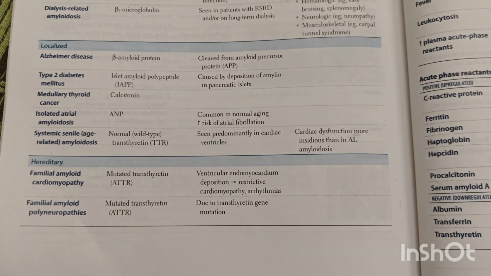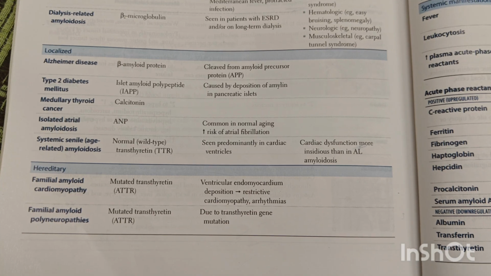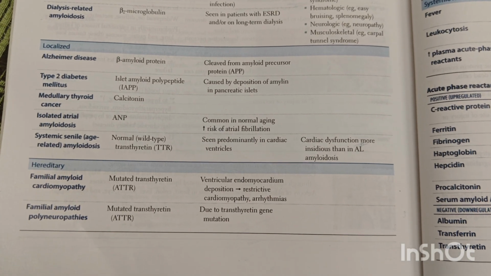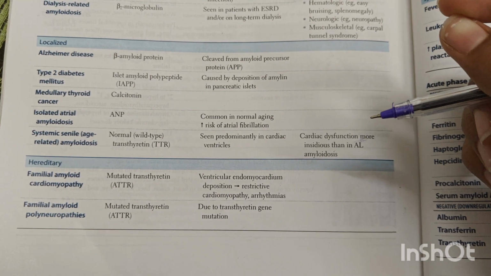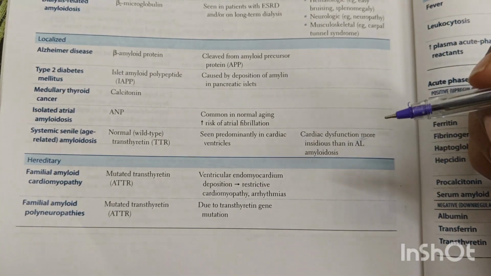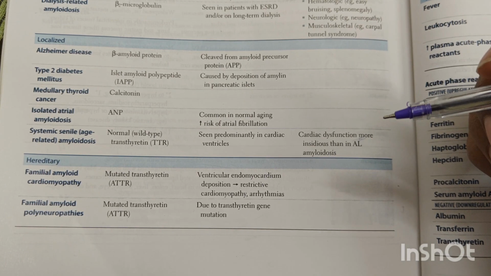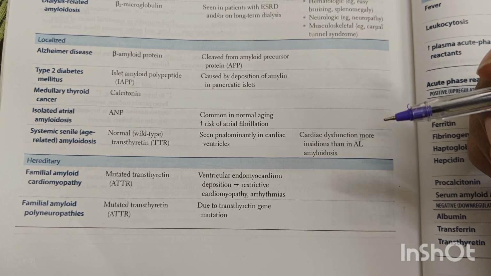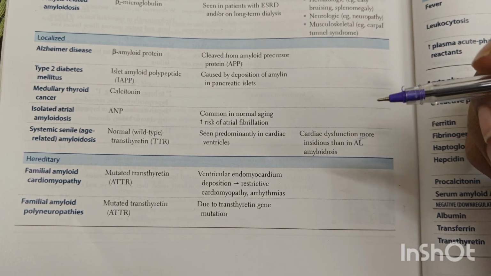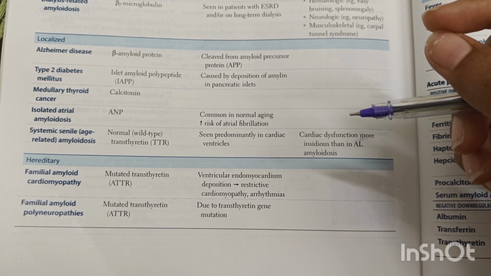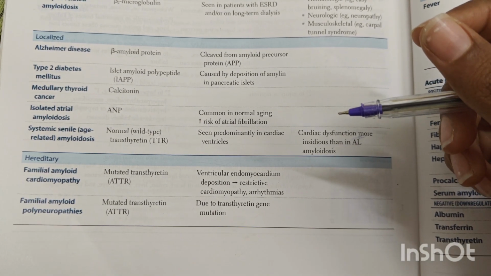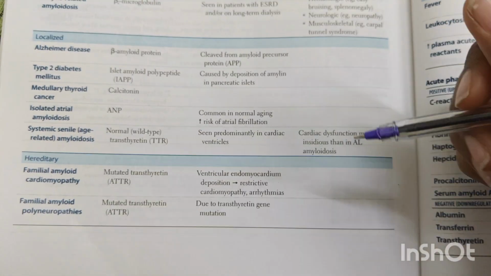Now coming to localized amyloidosis. In Alzheimer's, there's a memory problem, and there's an accumulation of beta amyloid protein which is cleaved from APP, its precursor. Next, type 2 diabetes, where islet amyloid polypeptide gets accumulated. It is because of deposition of amylin in pancreatic islets. Next, medullary thyroid cancer, where there's deposition of calcitonin.